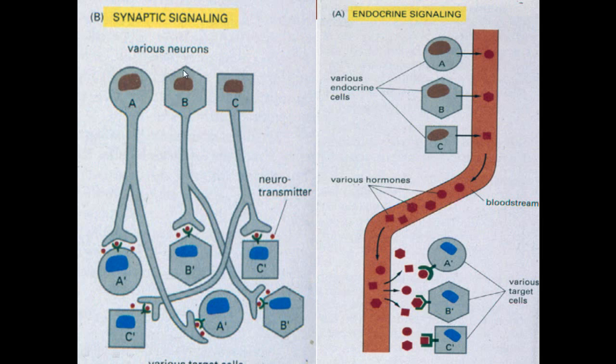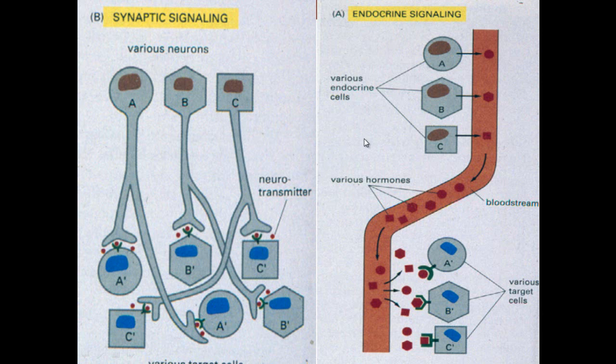Now, in nervous tissue, you got different nerves, and they innervate different cells. They actually touch the cells and have synapses. And there's receptors on the postsynaptic site that corresponds to the transmitters that these nerves are producing. So one cell touches another cell, and that's a quick response for the cell.